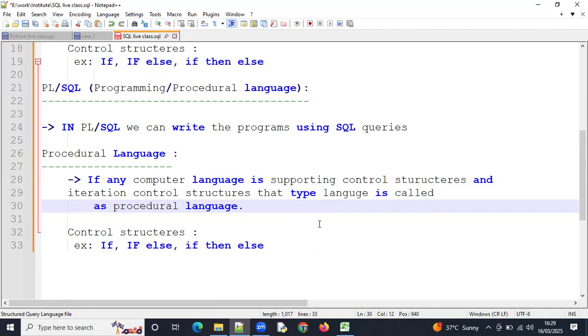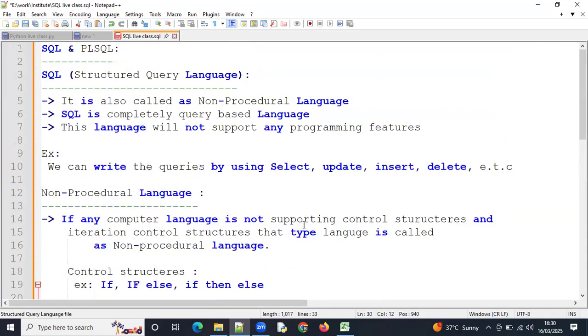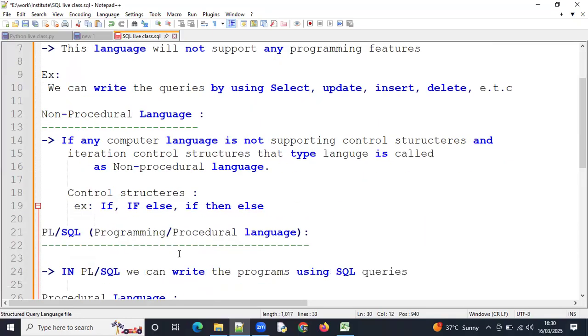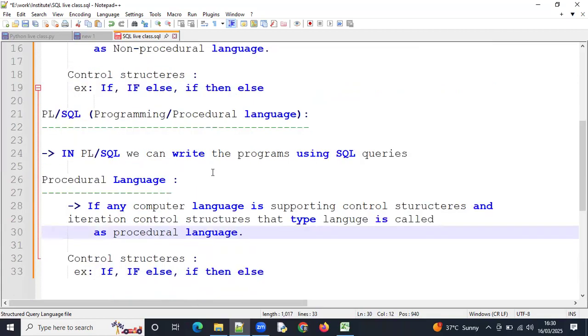This is the brief idea, a small introduction about SQL and PL SQL. Before closing the session, let's have an overview of what we have discussed in today's class. First, we discussed SQL. SQL is a structured query language. It is also called a non-procedural language. Non-procedural means it doesn't support control structures. The queries we can write in SQL are select, update, insert.